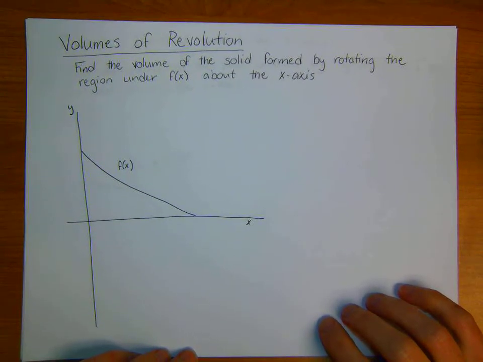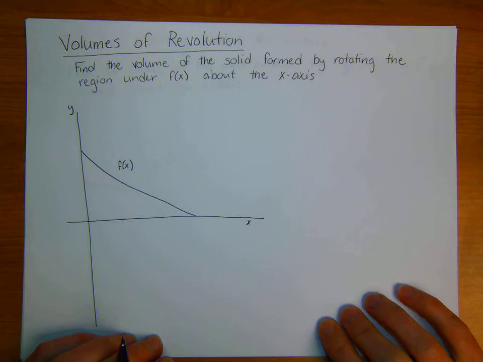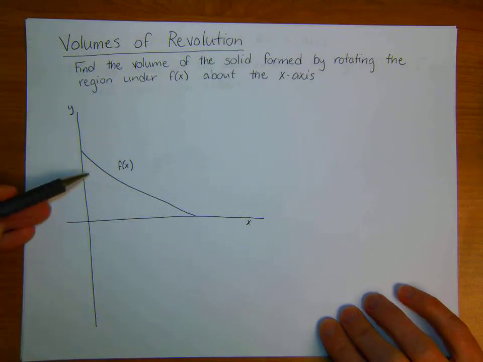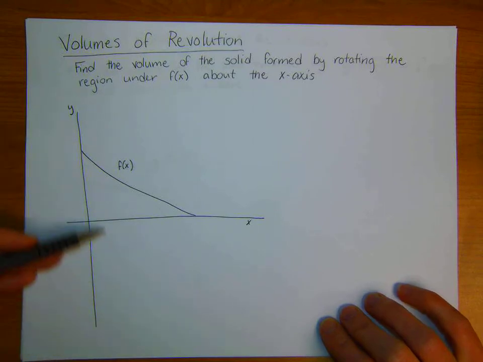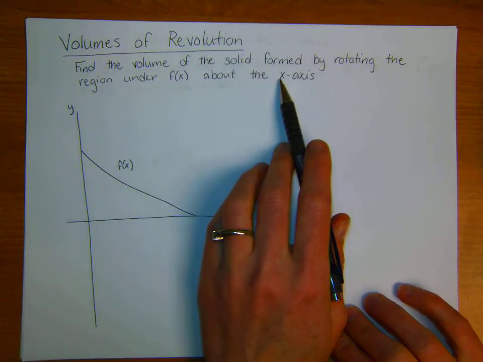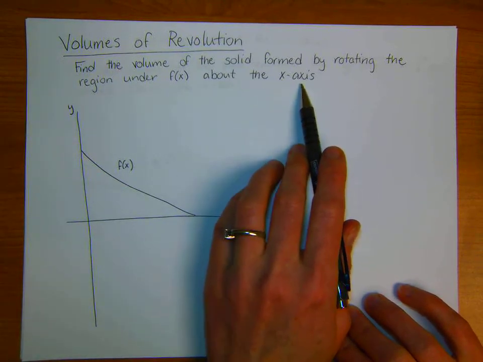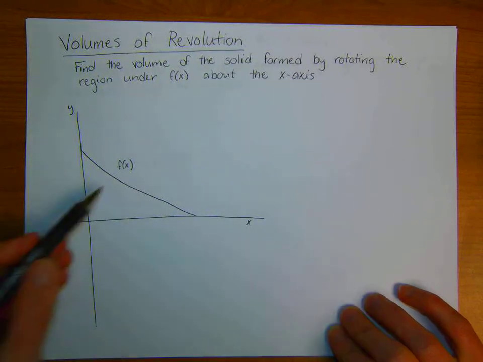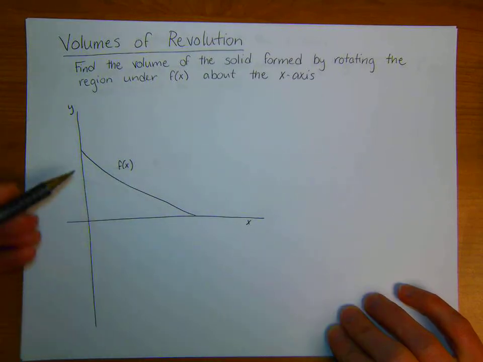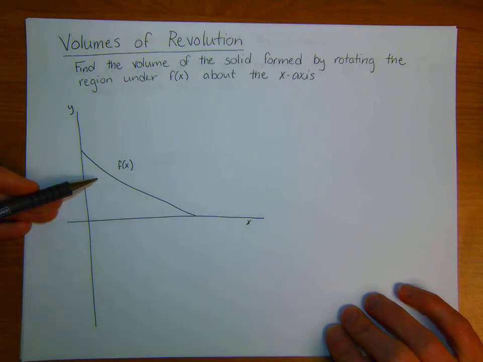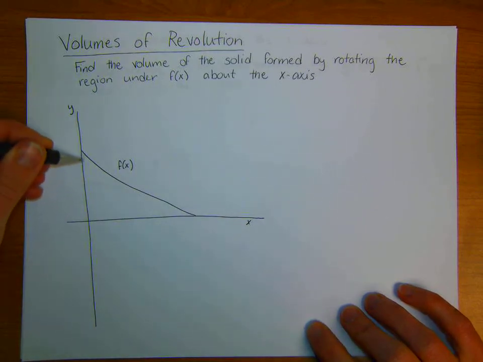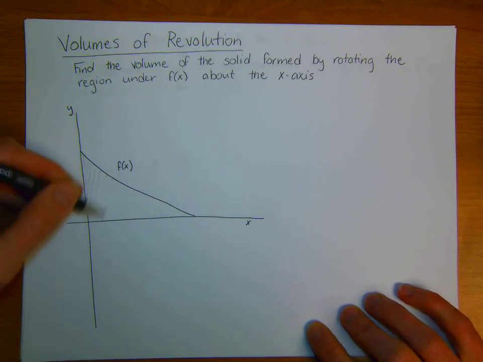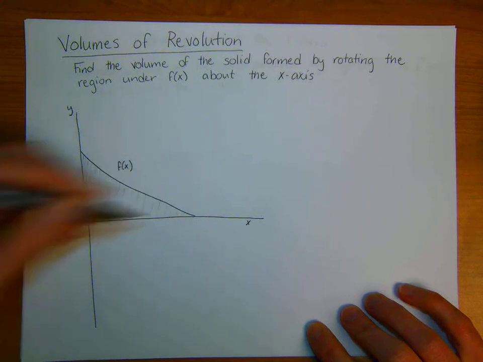So in this video I'm going to talk about volumes of revolution. This is going to be a way of finding the volume of a solid that's formed by rotating it around either one of the axes or maybe a line. So for example, suppose I have this curve f of x and I want to find the volume of the solid formed by rotating this region, the region under the curve, around the x-axis.